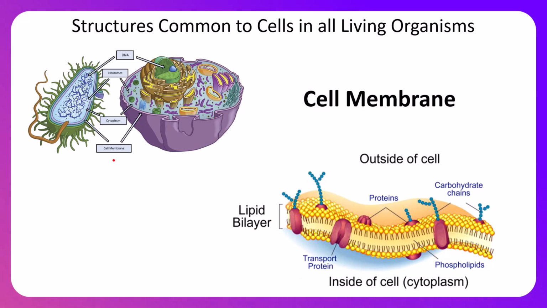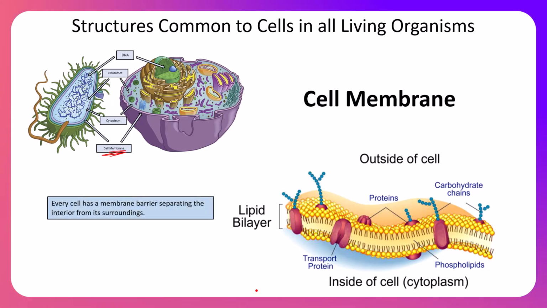The cell membrane is another one of those universal structures that are found in all living things. The cell membrane is composed of two layers of phospholipids. The heads are oriented out, the tails are oriented in. That gives rise to a really effective barrier that separates the interior from the surroundings, meaning it separates the inside of the cell from the outside of the cell.